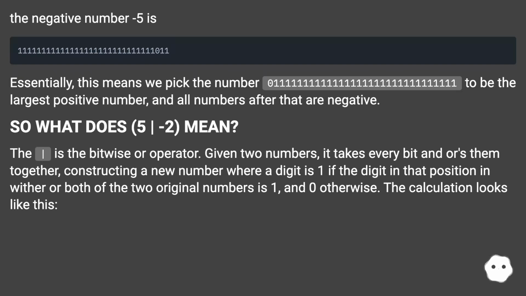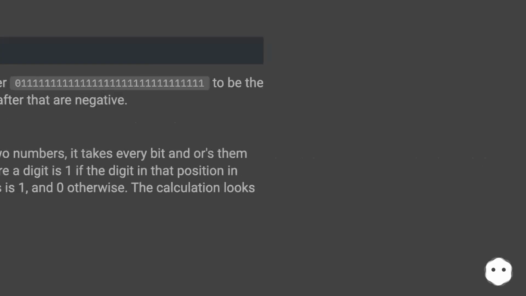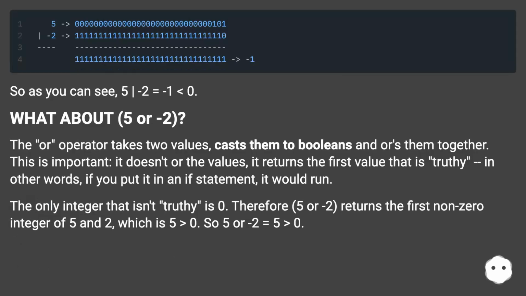So what does 5 | -2 mean? The | is the bitwise OR operator. Given two numbers, it takes every bit and ORs them together, constructing a new number where a digit is 1 if the digit in that position in one or both of the two original numbers is 1, and 0 otherwise. The calculation looks like this. So as you can see, 5 | -2 equals -1, which is lower than 0.